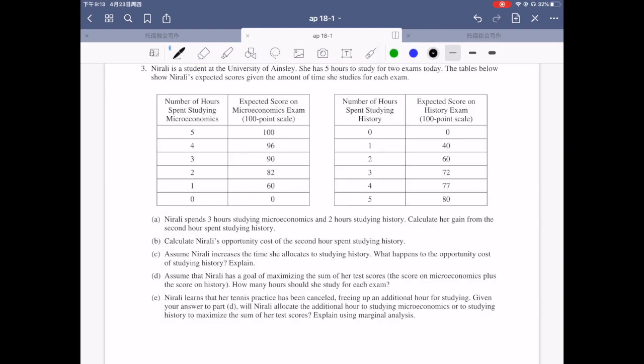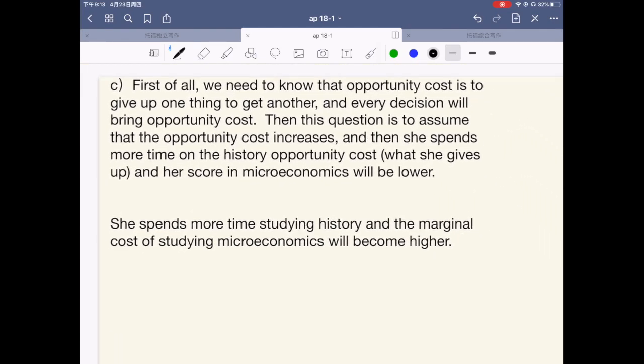So now let's look at the C. Assume that Nirali increased the time she allocates to studying history. What happens to the opportunity cost of studying history? Explain. So here is the answer.